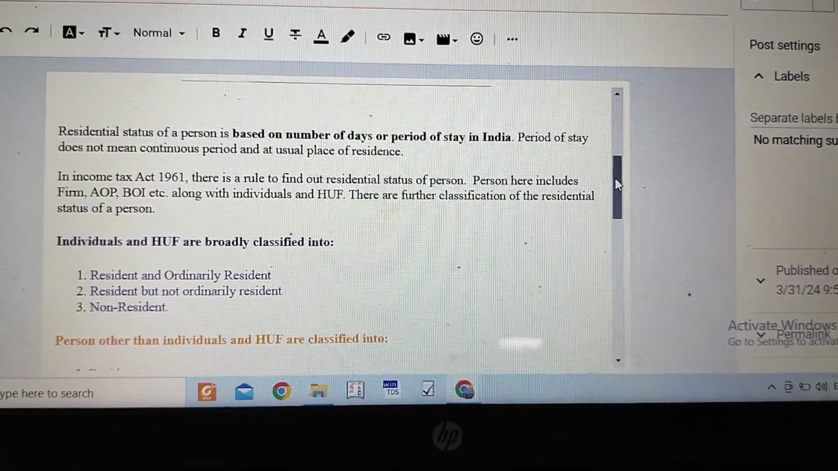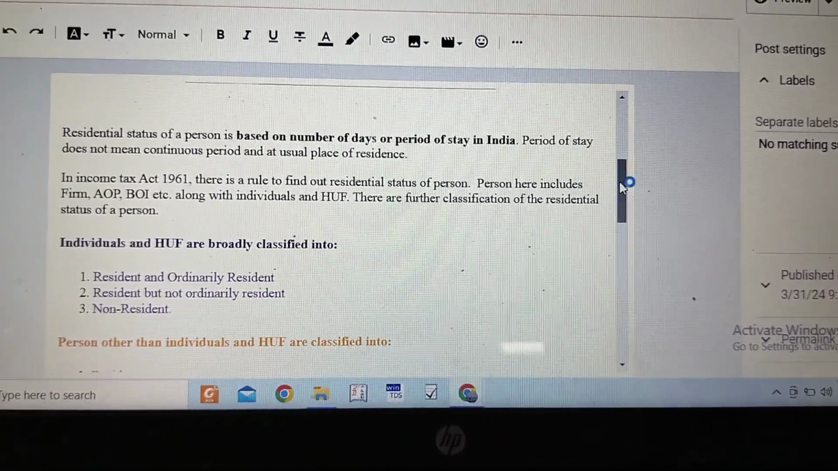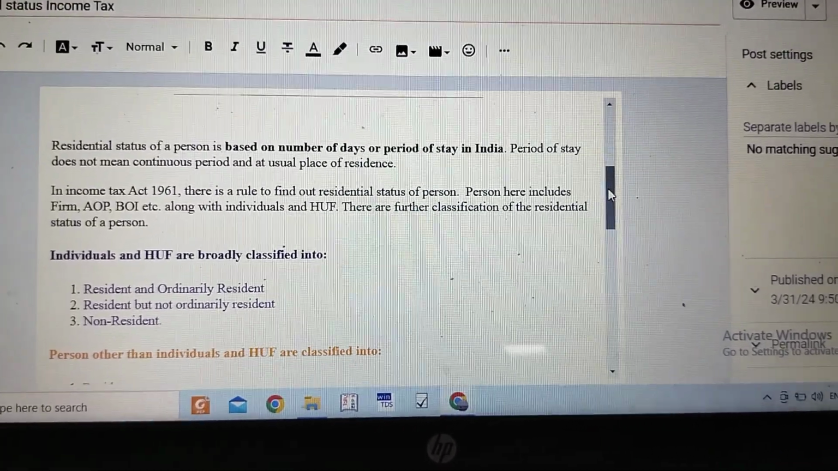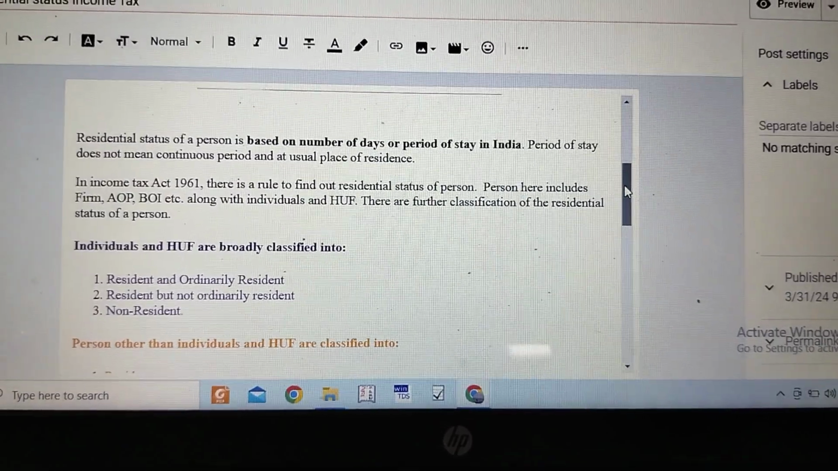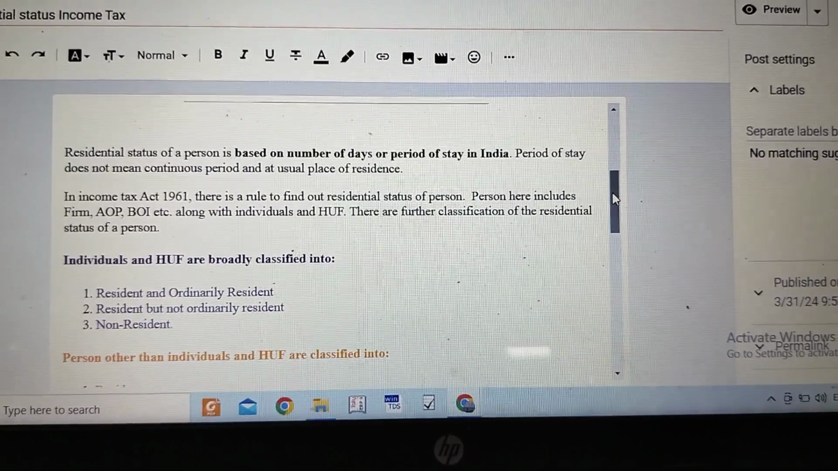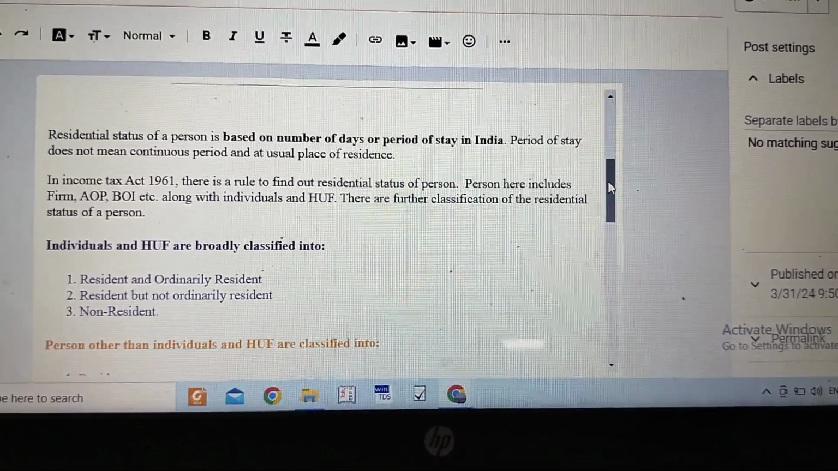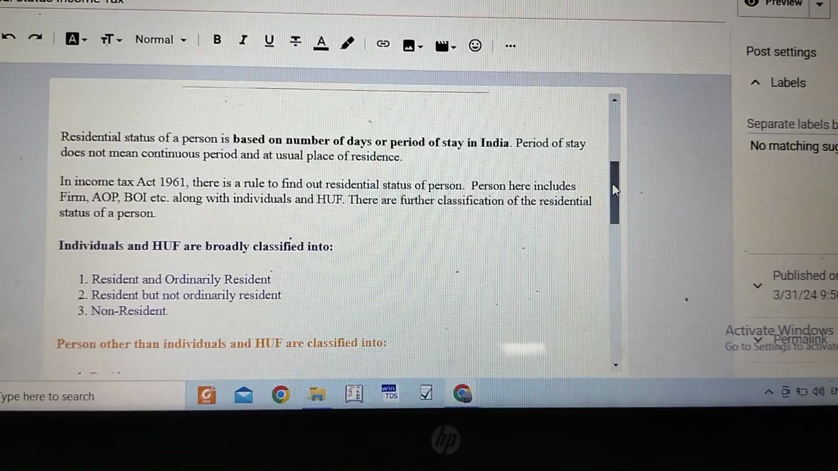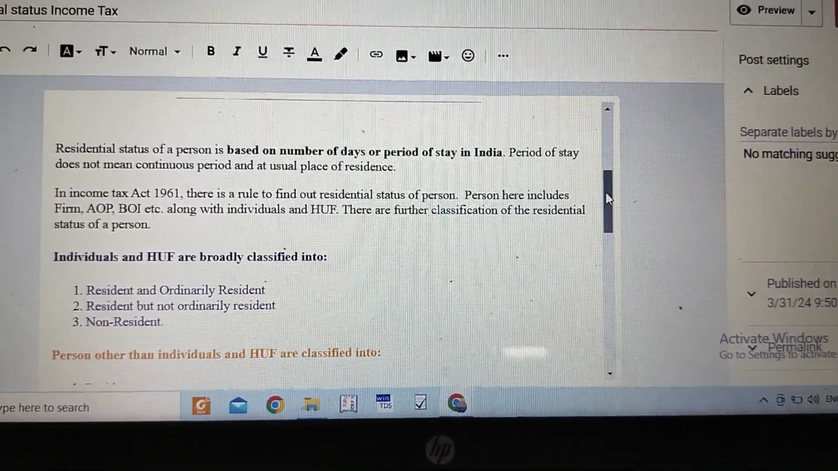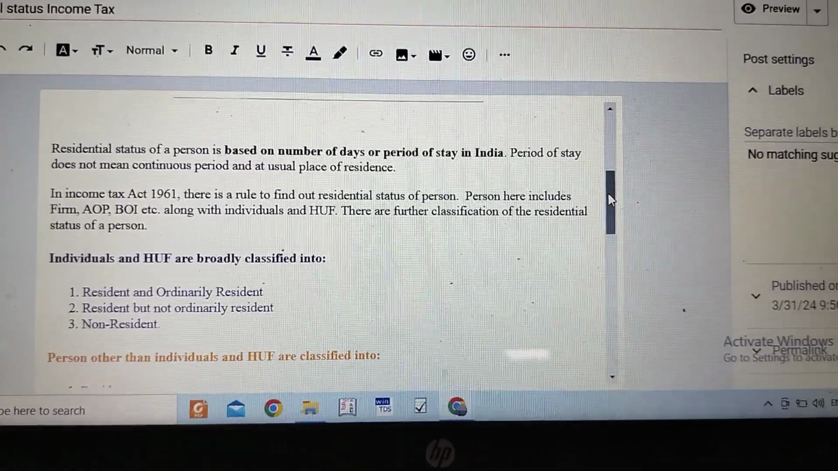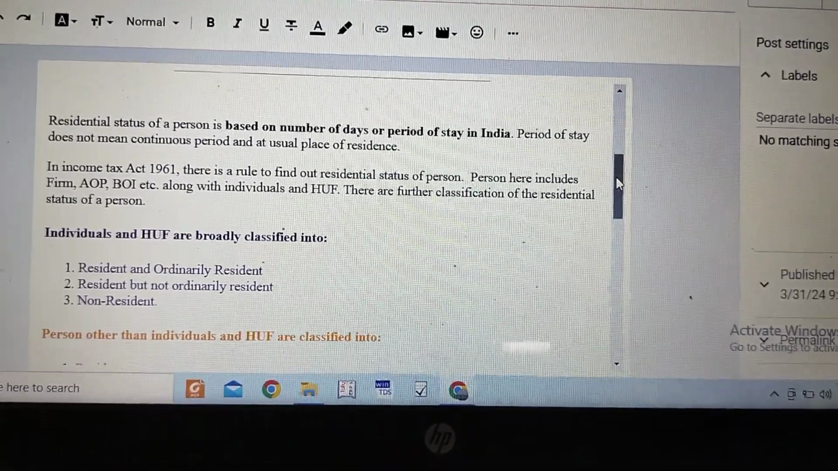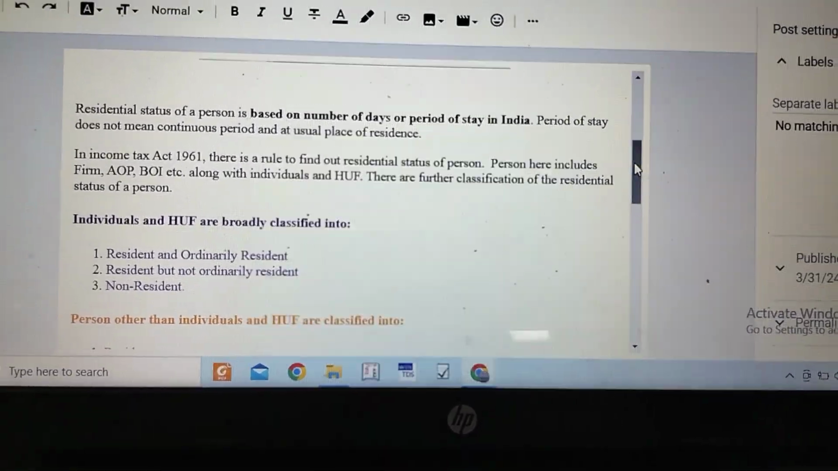So in this video I'll be talking about the residential status of a person. Residential status is very much required because we need to compute the total income of an individual to calculate tax liability. Other topics I'll cover separately. If you're not understanding why tax is required or what tax is, I'll cover that in different videos. In this video I'll be talking only about residential status.